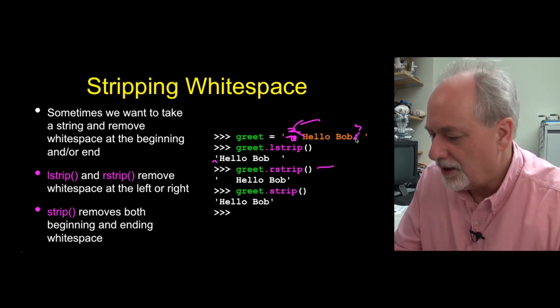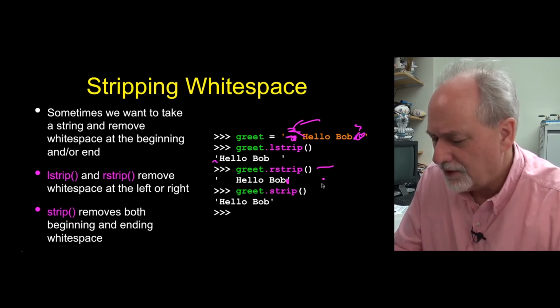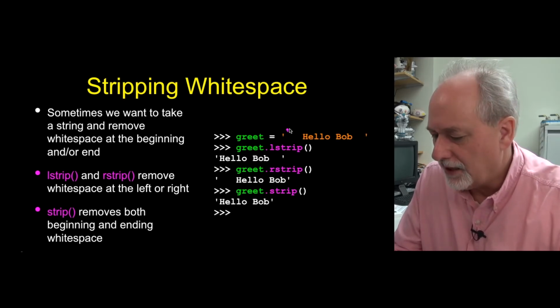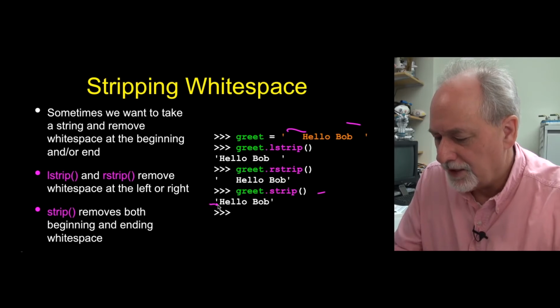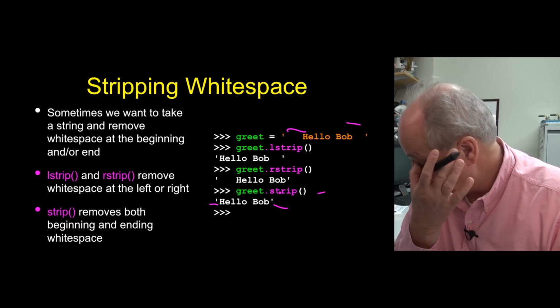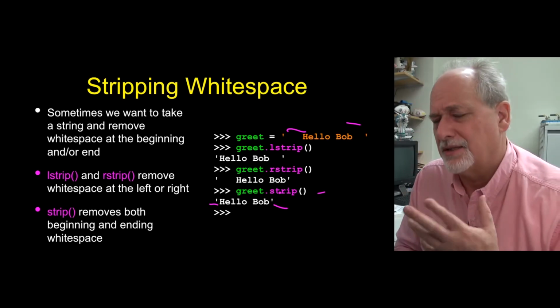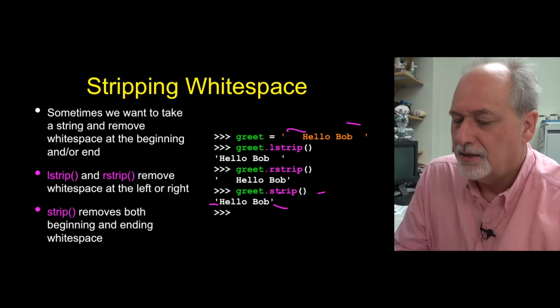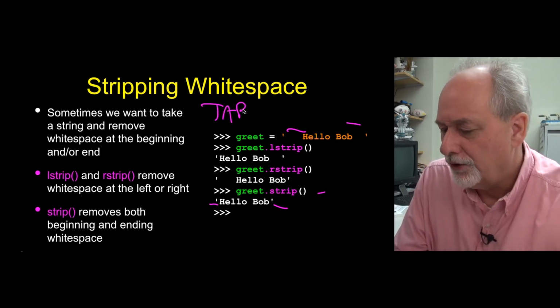rstrip means throw away all the blanks on the far end. And then strip says take both sides, and so that pulls out all the spaces on both sides. This will be useful because sometimes when you're tearing stuff apart, you'll find yourself getting extra spaces, sometimes at the beginning, sometimes at the end. And it can be a tab or a new line.